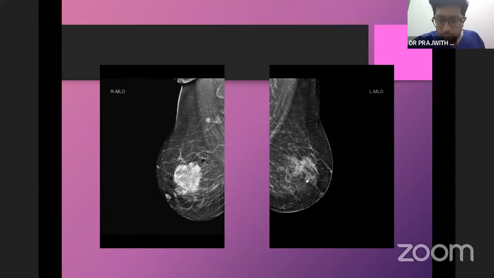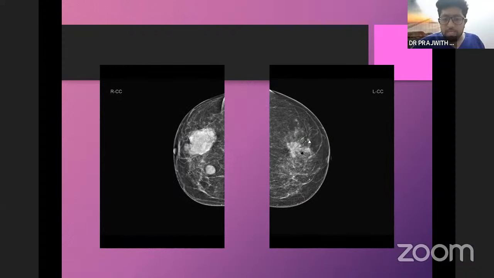Okay, and what about this? Here we are seeing an asymmetry. We are seeing a focal asymmetry with an irregular margin, spiculated irregular surface, spiculated margin. If you see clearly, there is no calcification within it, but there is an adjacent large calcification. What is your comment on this calcification? Always comment on calcifications. You cannot miss a macrocalcification. So what is your comment on this calcification?